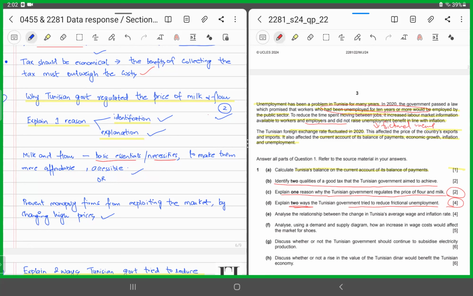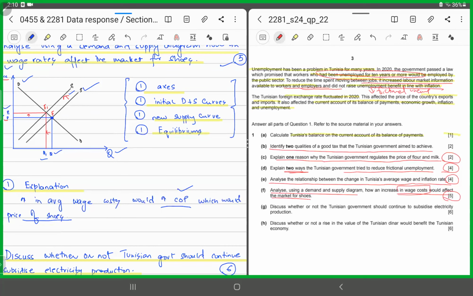Right? So again, I've given an explanation that an increase in wage costs meant that there was an increase in the cost of production, which would increase the price of shoes. So this is how you link it. And once you've done that, full 5 marks will be awarded to you. Hope this is clear.